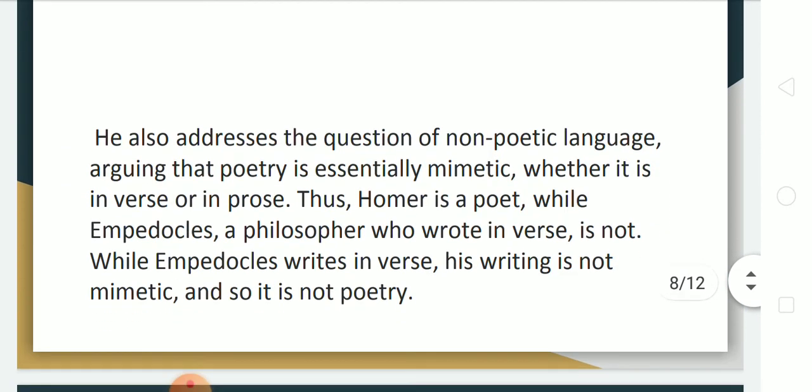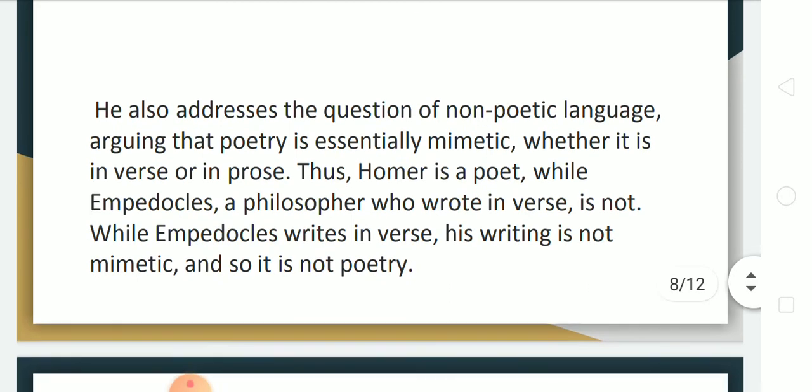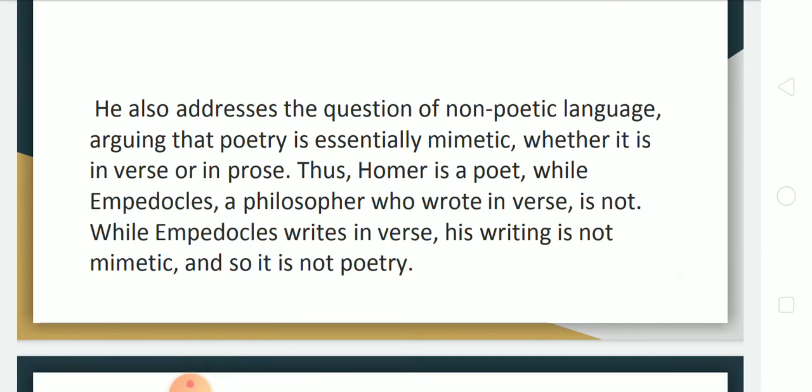He also addresses the question of non-poetic language, arguing that poetry is essentially mimetic, whether it is in verse or in prose. It can be a prose poem, it can be a verse poem, but it should be an imitation of something, as we have already discussed in the introductory part, that poetry imitates something from real life. The event or incident may not have actually happened, but it should look real in itself, so that it can happen to anyone.